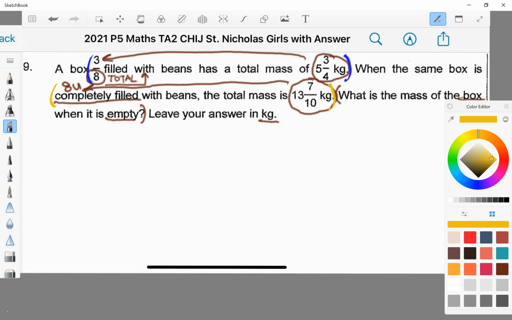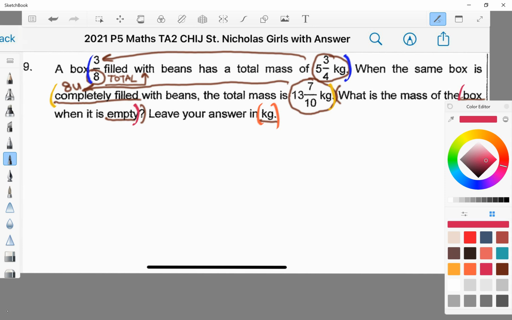So red color for the mass of the box when it's empty. So we are searching for the empty box. And they have specified that they want the answer in kilograms, in kg. Which also means that if we give our answer in grams for this question, we will lose the final answer mark. So having understood the question, let us solve it together.